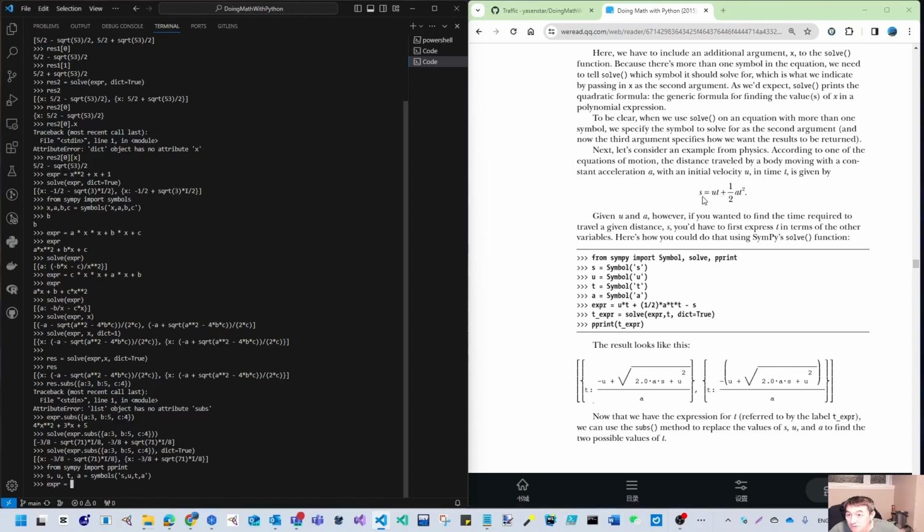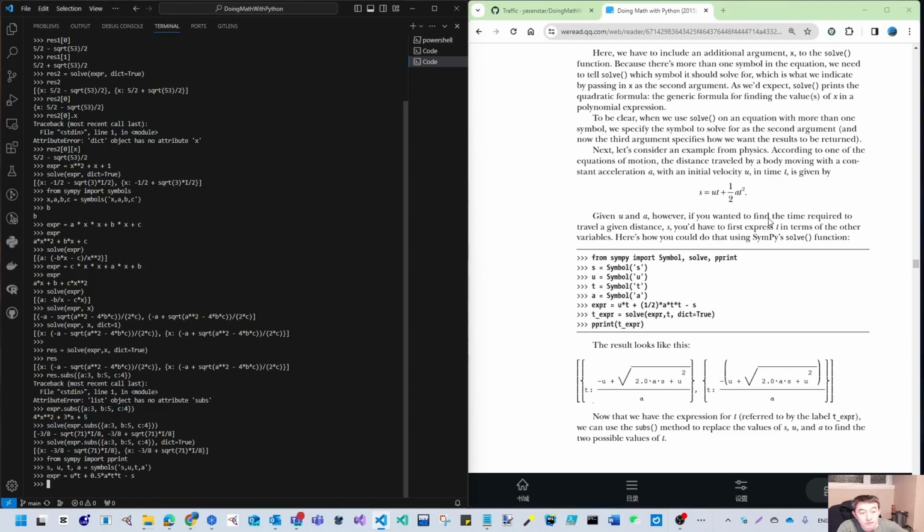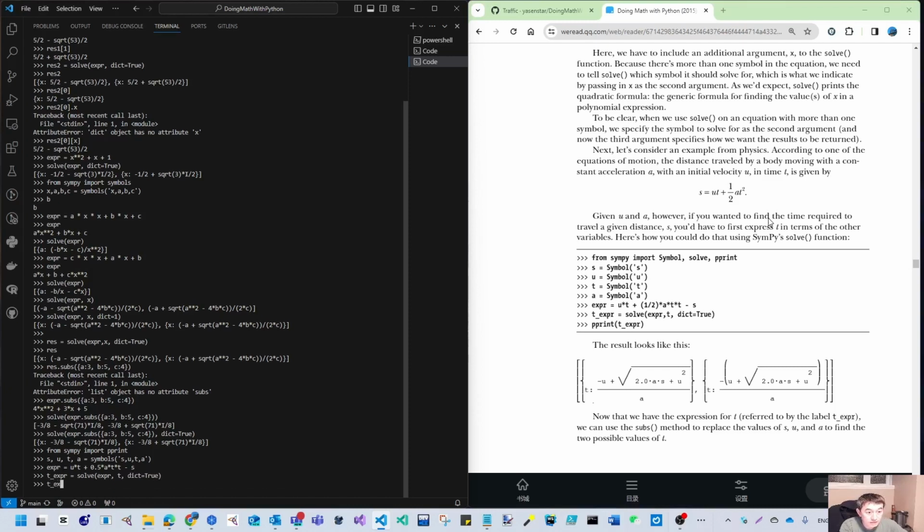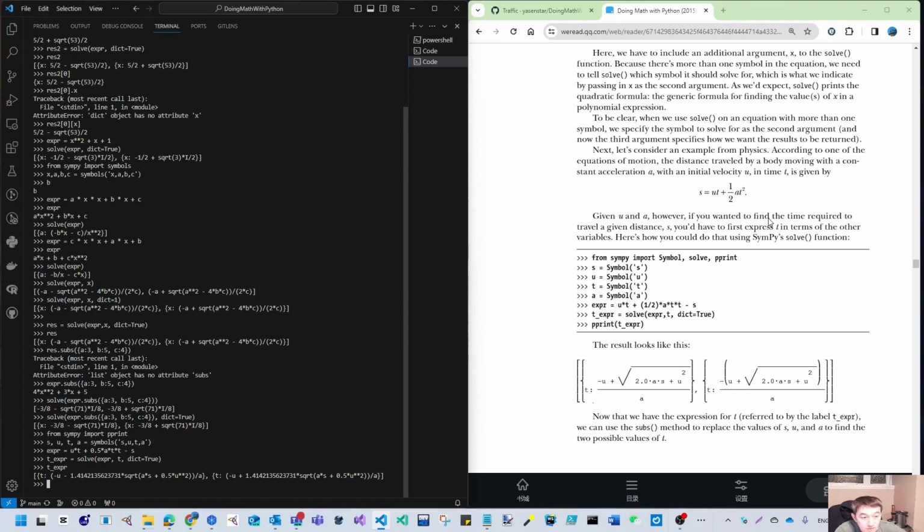Then we define our expression. Our expression is where we move everything to the right, then make that our equation. So u times t plus 0.5 times a times t squared, minus s. Those are our expressions. So let's do this: the result is solved for t. So solve the expression for t with dict equal to true. So now let's see. This t expression is not looking nice.